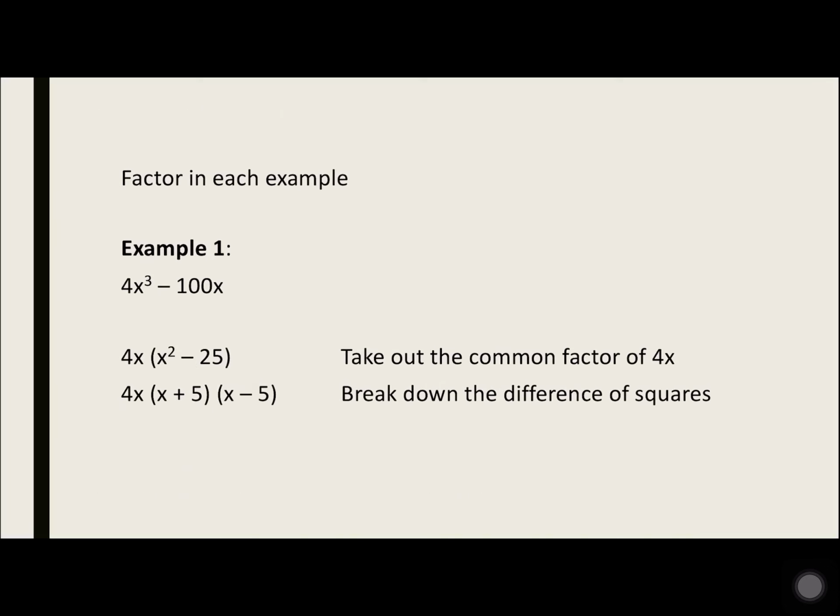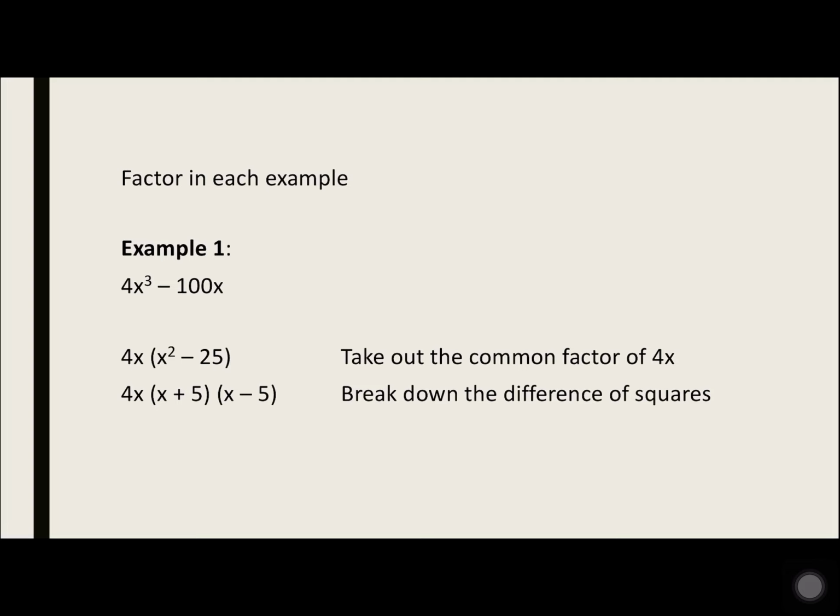Factor in each example. Example 1, 4x cubed minus 100x. First, take out the common factor of 4x. What goes in the parentheses is what 4x would distribute to equal 4x cubed minus 100x. So we have 4x times, parentheses, x squared minus 25.